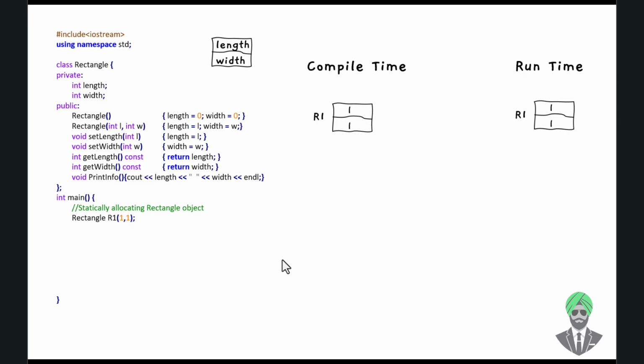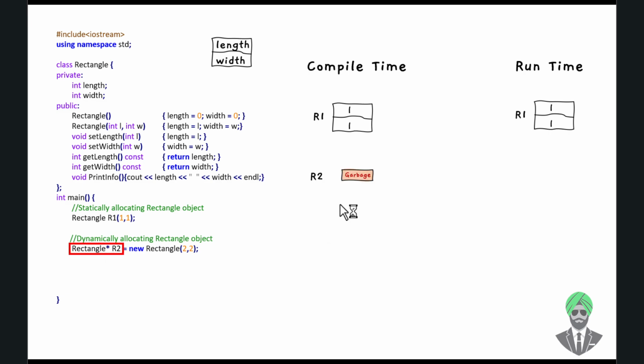Now let's declare another Rectangle object, but dynamically. Here we write it like this: Rectangle pointer R2 equal to new Rectangle(2, 2), length 2 and width 2. One thing to remember is this R2 is not the Rectangle object itself, but it's a pointer to Rectangle. So this is how it's represented, Rectangle star, because it's not the Rectangle itself, it's just a pointer to Rectangle.